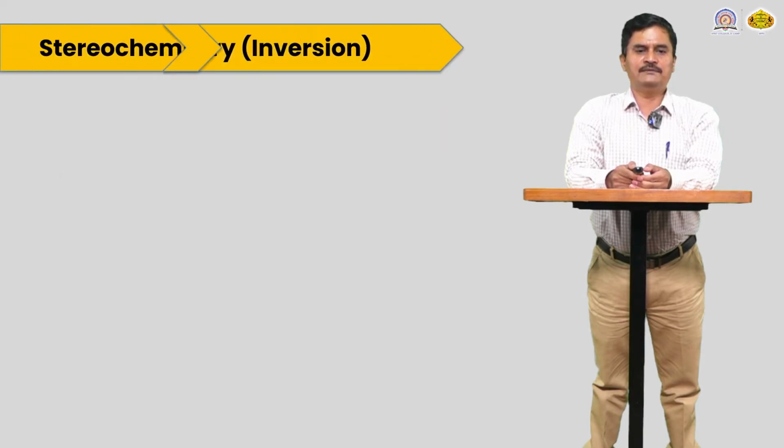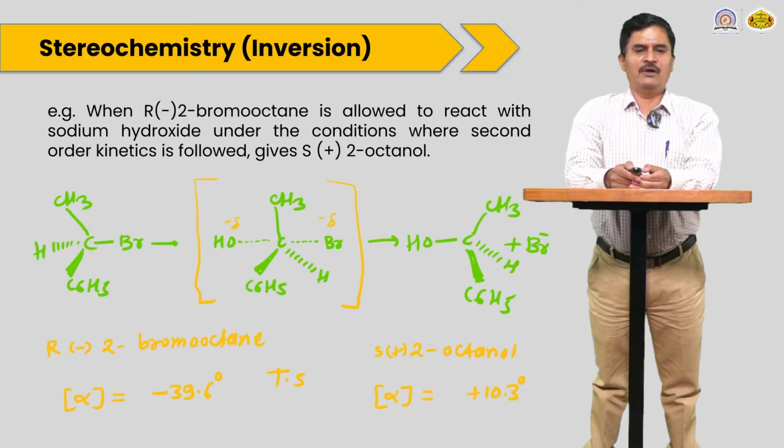For example, when R-2-bromooctane is allowed to react with sodium hydroxide under conditions where second order kinetics is followed, then the product is (+)-2-octanol. So formation of the product, that is (+)-2-octanol, indicates there is an inversion of configuration.